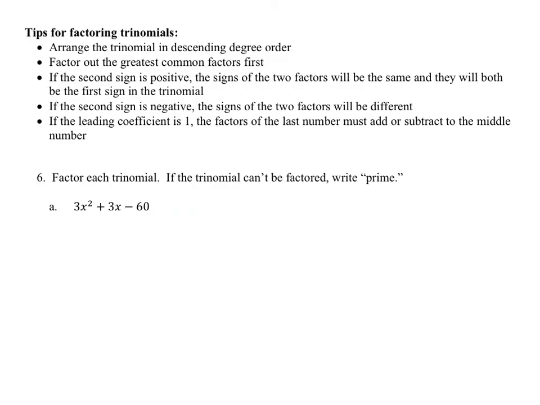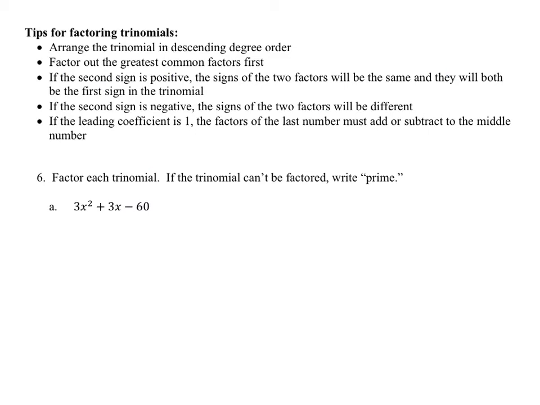Now here are tips for factoring trinomials. Arrange the trinomial in descending degree order, meaning let's put the exponents in from highest to lowest on the variables. Factor out any common factors first, and then this is my sign guy. If the second sign is positive, the signs of the two factors will be the same, and they'll both be the first sign in the trinomial.